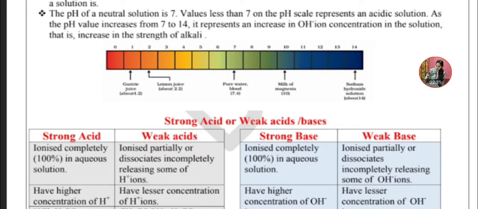The pH scale tells about the potential of hydrogen ions, whether hydrogen ion concentration increases or decreases. 7 is the neutral value, and above 7 when we move toward 14 its basicity increases, and below 7 when we move towards 0 its acidic character increases.